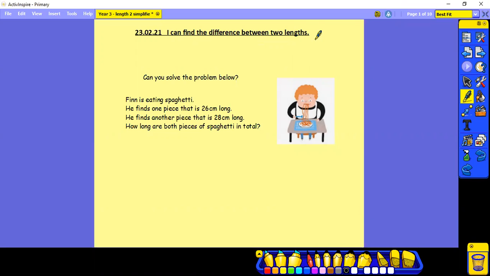Finn is eating spaghetti. He finds one piece that is 26 centimetres long. He finds another piece that is 28 centimetres long. How long are both pieces of spaghetti in total? Pause whilst you have a try.